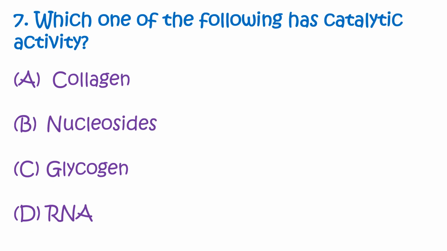Question number 7. Which of the following has catalytic activity? Options are option A collagen, option B nucleosides, option C glycogen, option D RNA. And the correct answer is option D RNA. RNA means ribonucleic acid. Now the ribozymes are the ribonucleic acid enzymes that have the ability to catalyze specific biochemical reactions, including the splicing of the RNA into simpler genes. Now RNA is a molecule which is present in most of the living organisms and viruses. It is made up of nucleosides.